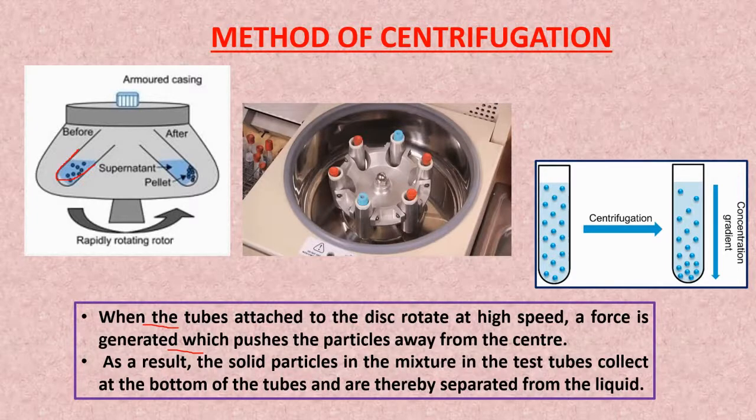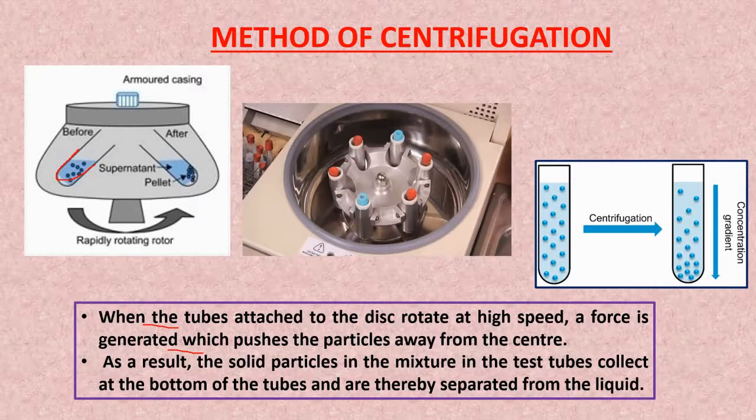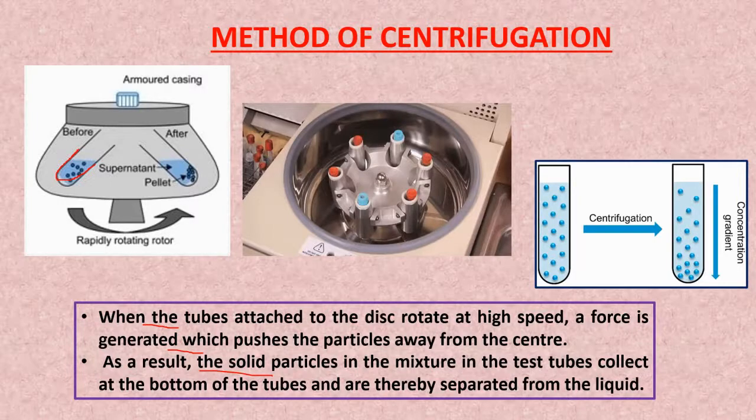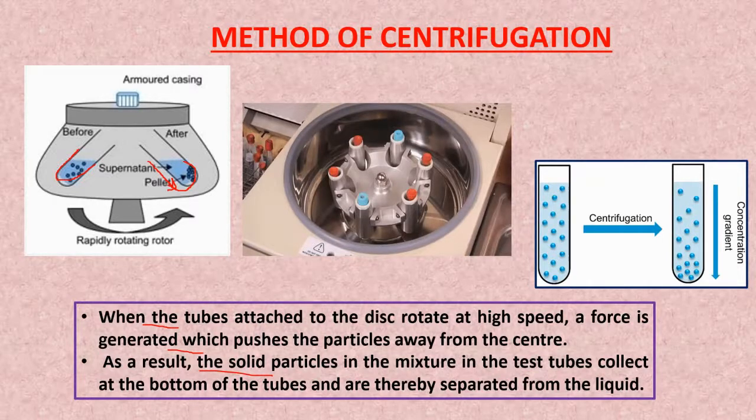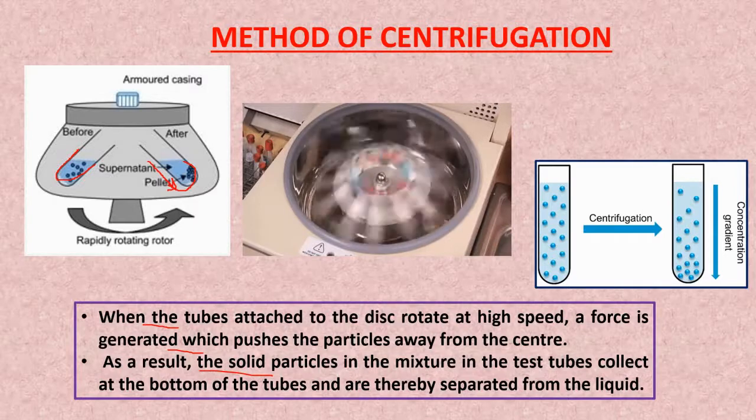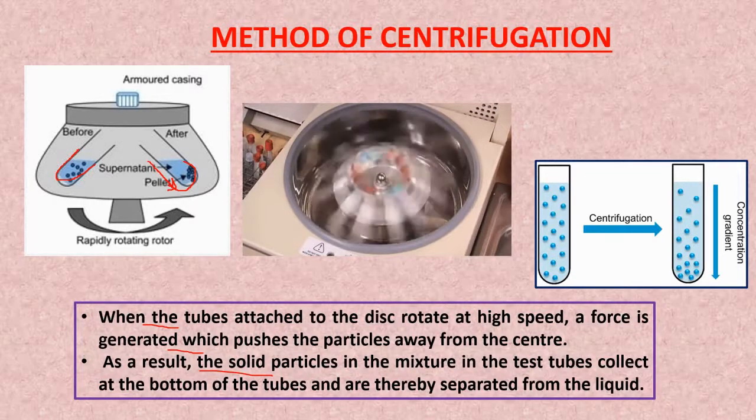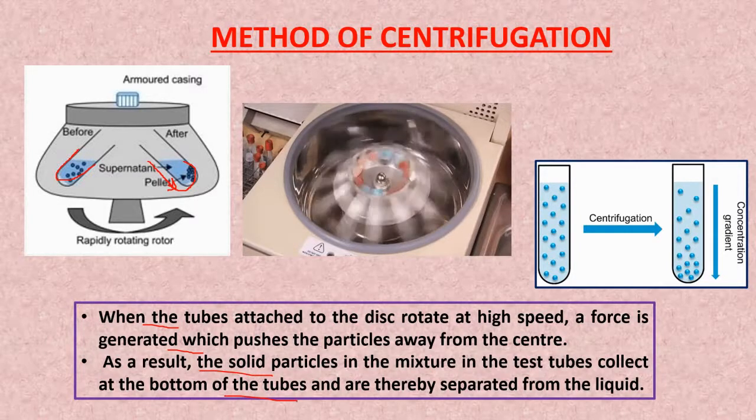Now due to the force generated, these solid particles are pushed away from the center, and as a result, the solid particles in the mixture get collected at the bottom of the tubes. In this way, these solid particles are separated from a liquid mixture. What happens? Due to the rotation, a force is generated which pushes the particles away from the center, that is to the bottom, and in this way the solid particles are separated from the liquid.